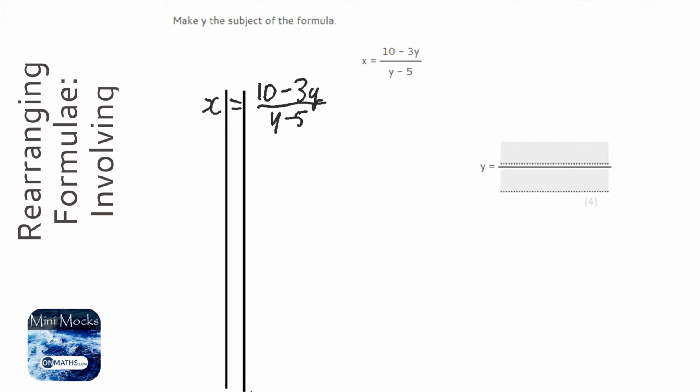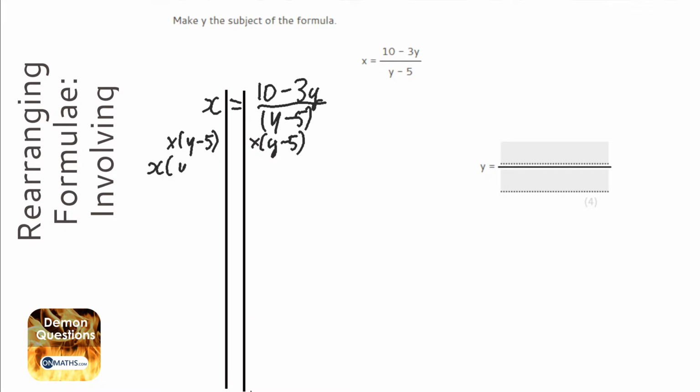Okay, so whenever you've got a denominator or a numerator of a fraction, you can imagine them having brackets around it. So what I can do is I can times both sides by y minus 5 to get rid of that fraction, and that's going to be a really important first step. So we end up with x brackets y minus 5, or x times y minus 5, and then we're just left with the 10 minus 3y there.